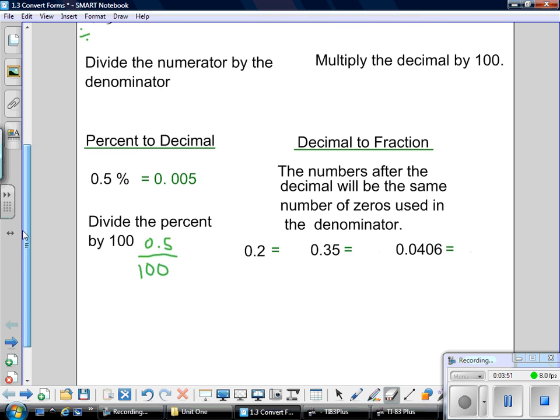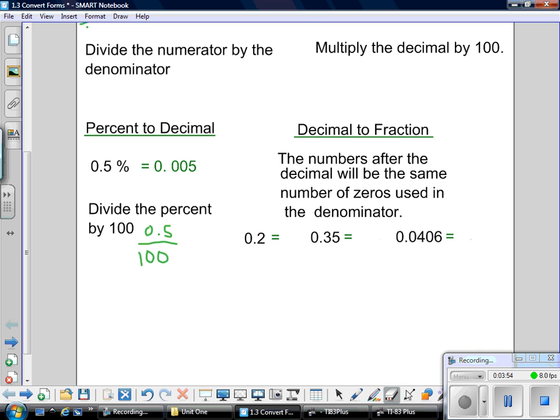All right, the next one is a little bit trickier, and so I'm going to put a star beside it because it's the one that if you're going to have difficulty with, it's probably this one. Now with this one, what we're doing is the numbers after the decimal will be the same number of zeros used in the denominator. Okay, the numbers after the decimal. Well, here's my decimal place right here. How many numbers do I have after it?